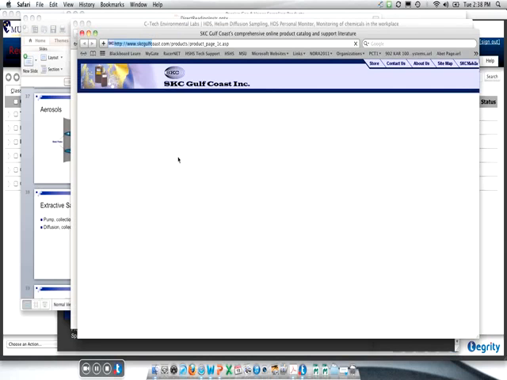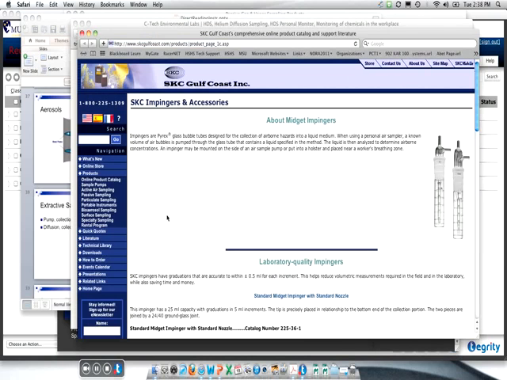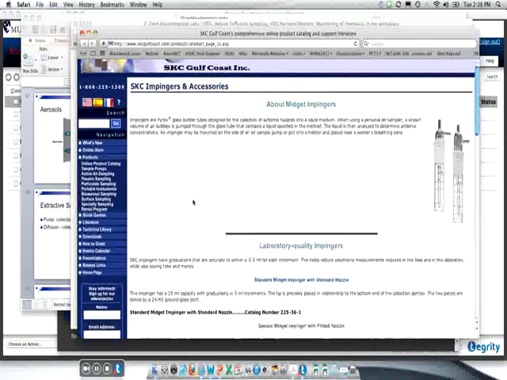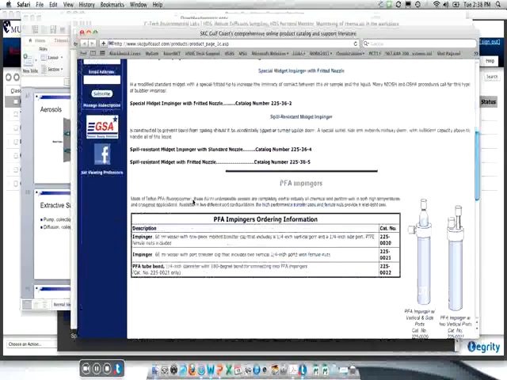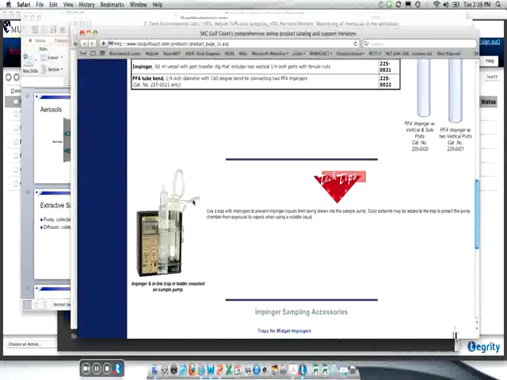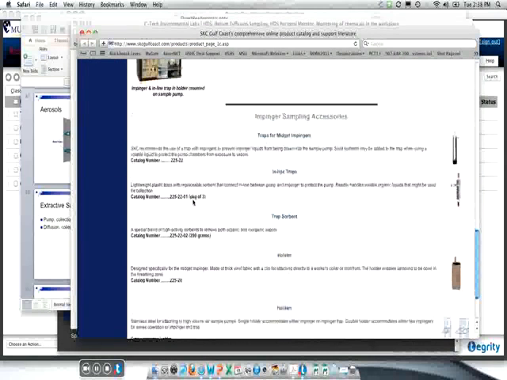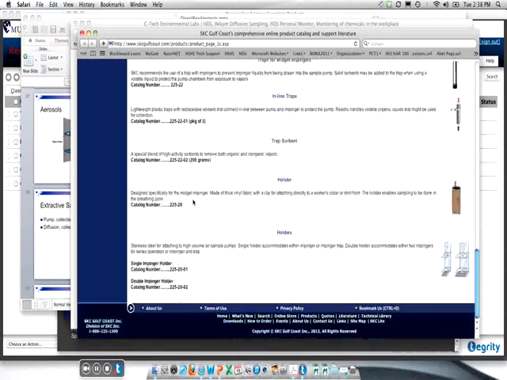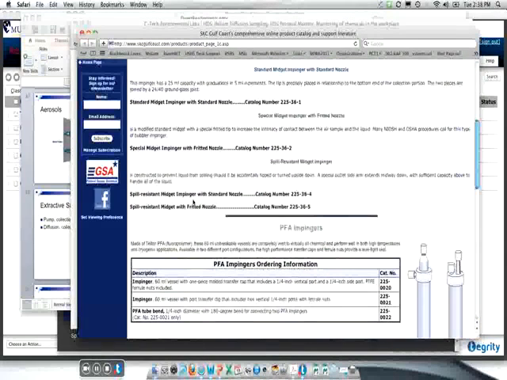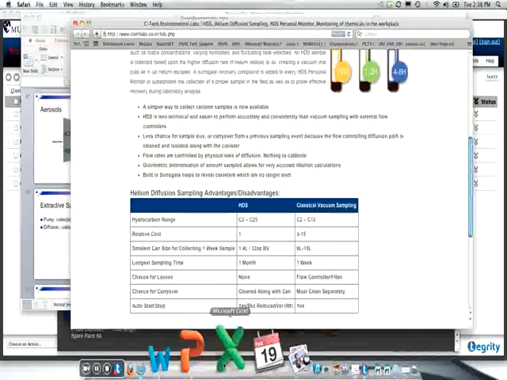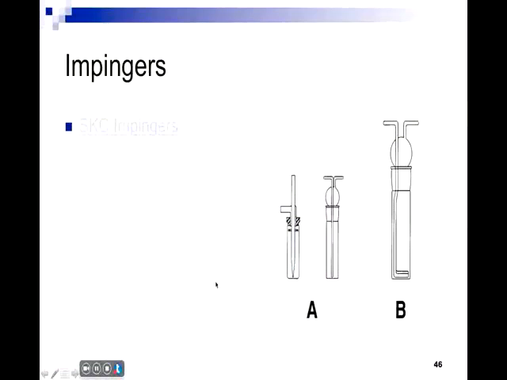I'm going to go to the SKC website again and have a little bit more information about different impingers. This is midget impingers. And you can buy these for a lot of different air sampling applications. But what they're going to be doing is trapping the contaminant of interest within the impinger, and so you can measure it later. Now, these can again be used for different gases and vapors.